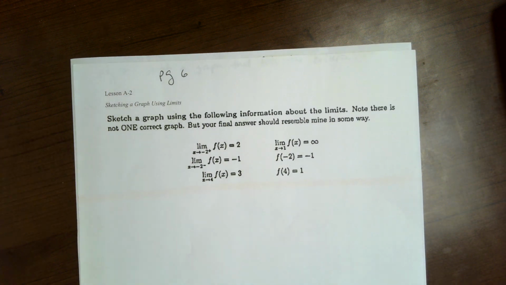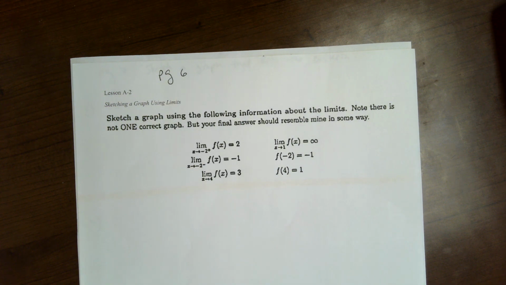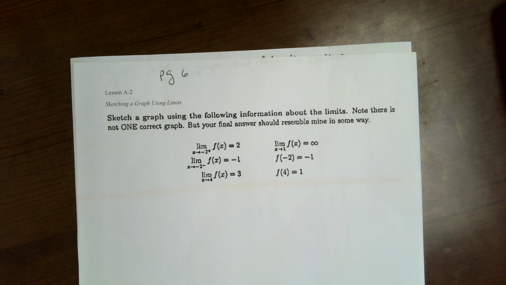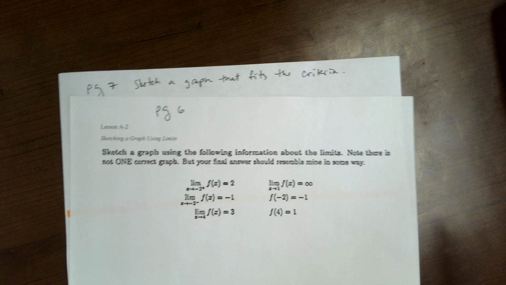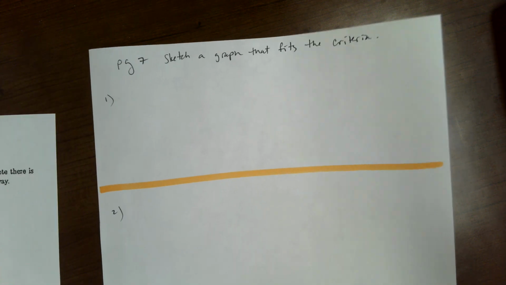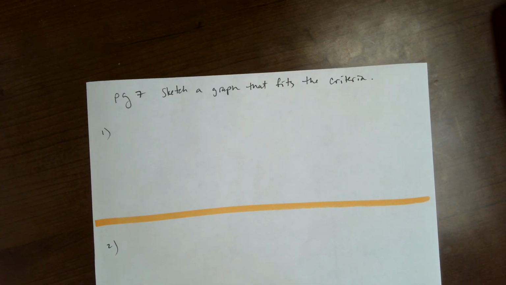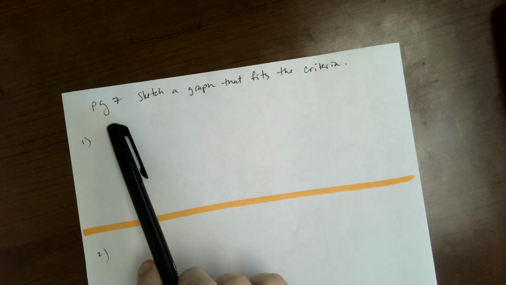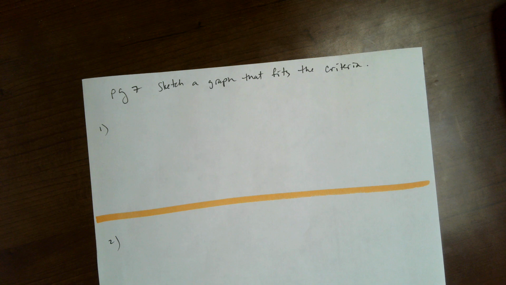Okay, so this is the video for lesson A-2. This is on page 6 of the packet. We're going to start off, though, on page 7. Page 7 is blank, and we're going to do 3 problems on page 7 to gear up for this problem on page 6. Okay, so you're going to want 3 spaces, okay?